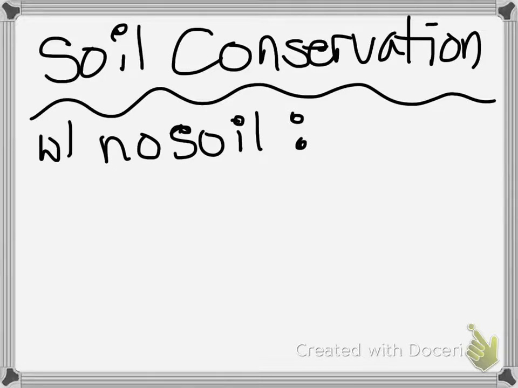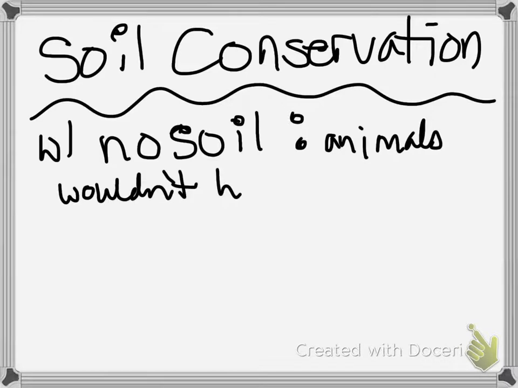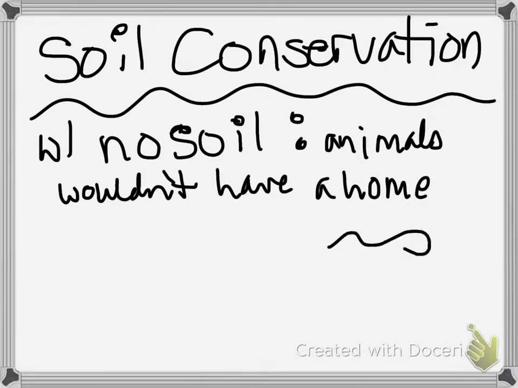For example, animals wouldn't have a home. Think of all the insects, all the little worm friends that we have. That would be just so sad if they didn't have a home. Poor sad worm, with no soil to live in. Poor sad rabbits, right? They need the home of the soil. So that's point one.